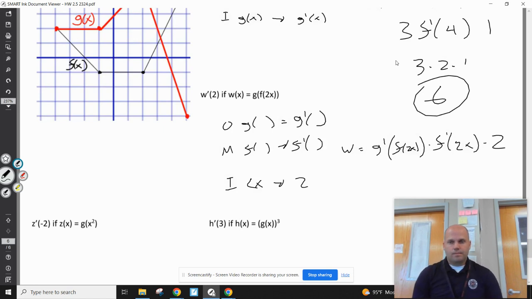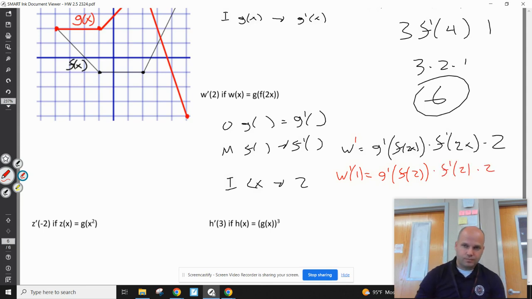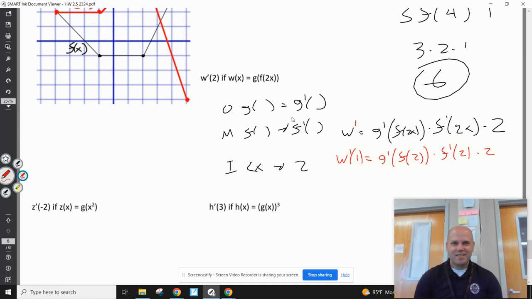Plugging in 1, I get g prime of f of 2 times f prime of 2 times 2. Shit. I'm plugging in 2. Sorry. All right, so if I plug in 2, that should be a 4, and that should be a 4. G prime of f of 4 times f prime of 4 times 2.